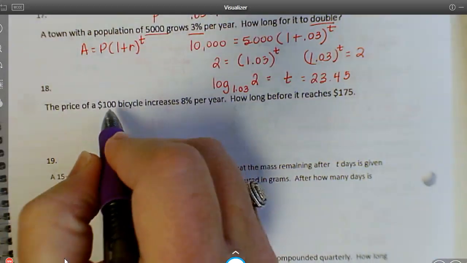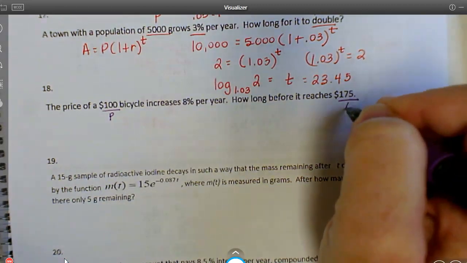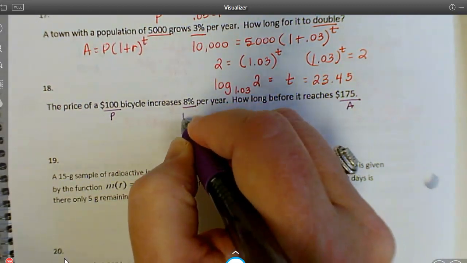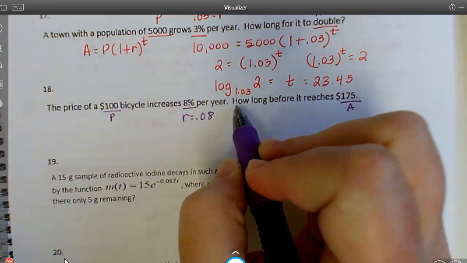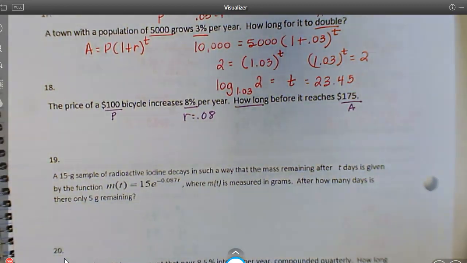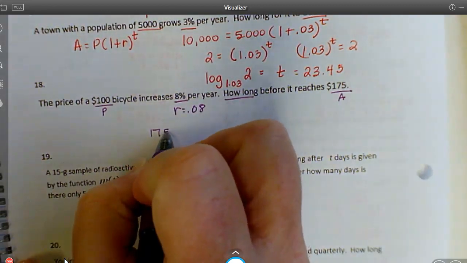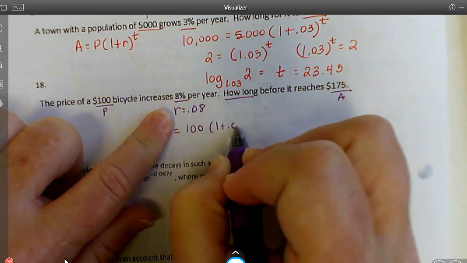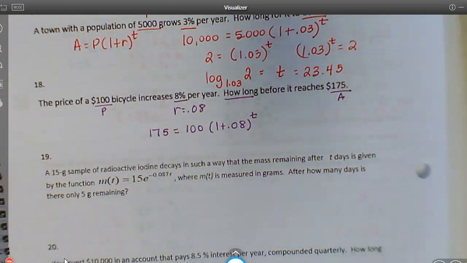So number 18, 100 is the amount you start with. The 175 is the amount that we're trying to get to. 8% is your r. And move your decimal over 2 places. And we're looking for t because we're looking for how long. So we're going to say that 175 equals 100 times 1 plus 0.08 to the t. Again, no compounding in there, so I don't have to use those other equations.